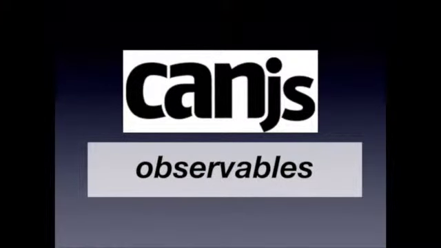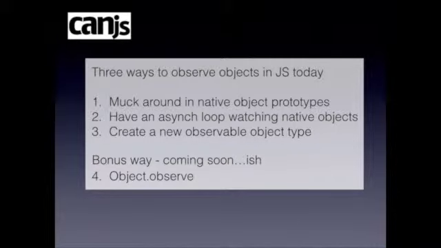So observables are objects that when an attribute on them changes, you can attach an event handler to it so you can do something when something on that object changes. I'm using CanJS because I really like its observable pattern, and it's actually my favorite front-end framework today. So there are 3 ways to observe objects in JavaScript today.